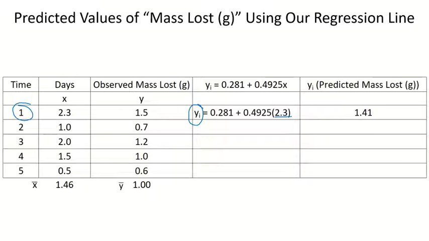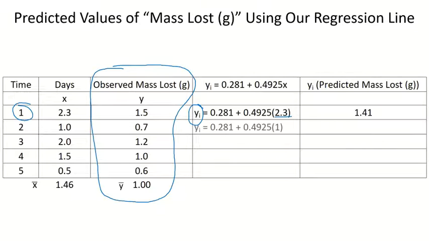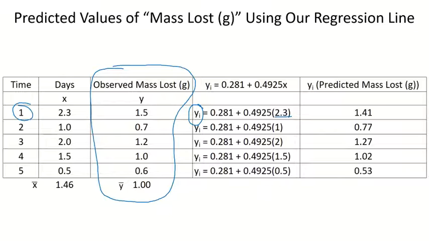So this is the predicted mass lost. Compare that with the observed mass loss that we had since the previous video. Okay, so they're a little bit closer now. And then we can continue doing this. Just input your x so that we can have y. And we have our predicted mass lost.